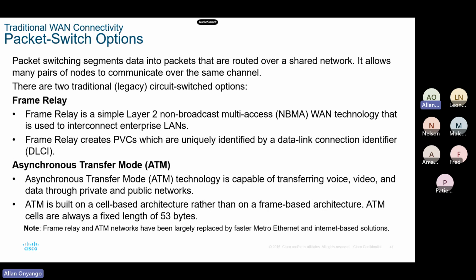The same thing was the ATM, the Asynchronous Transfer Mode, which used a cell-based architecture. Yes, they could transfer voice, video, and data through both private and public networks, but the cells only had a fixed length of 53 bytes, and that is not a very good one. So most of these technologies have actually been replaced by either Ethernet technologies or internet-based solutions.